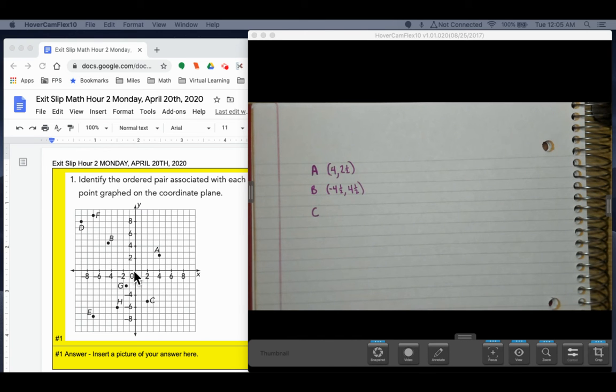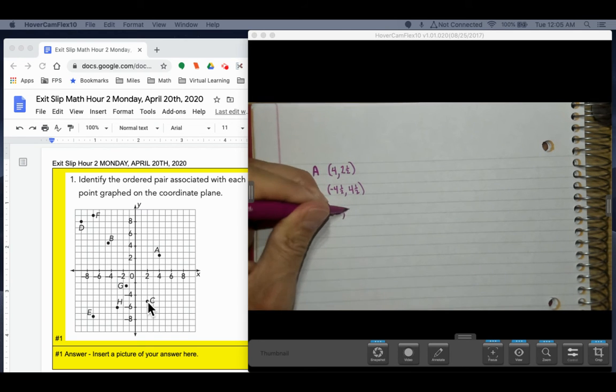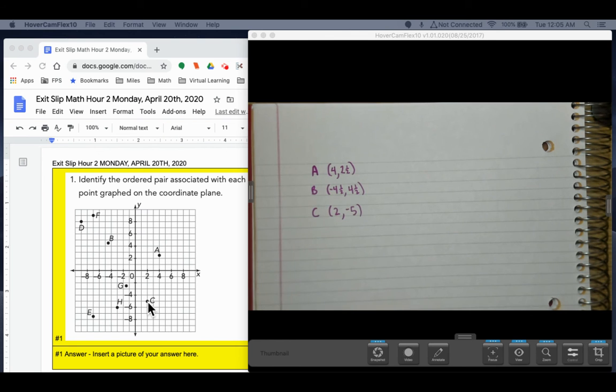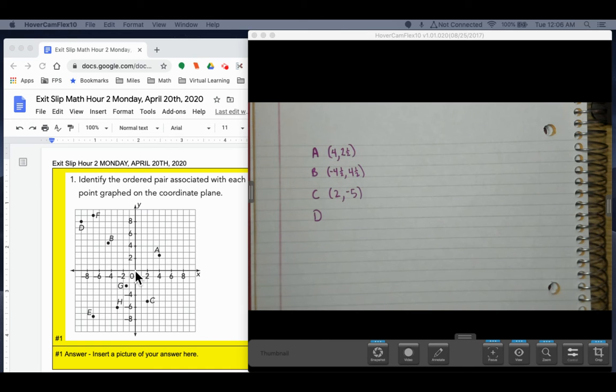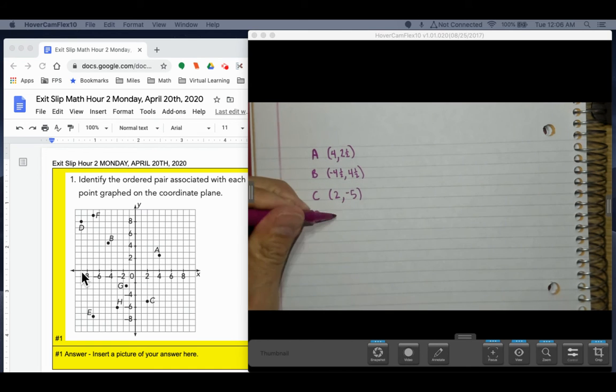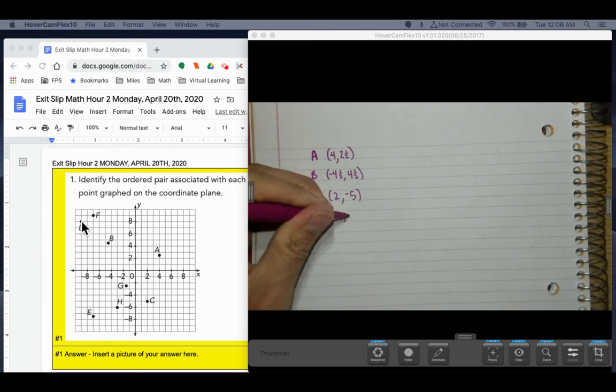It's down here. And so first, start at the origin. I go to 2. And then I go down to -5. A, B, C, D. For D, start the origin. I go here to -9. Then I go up. And that is 8.